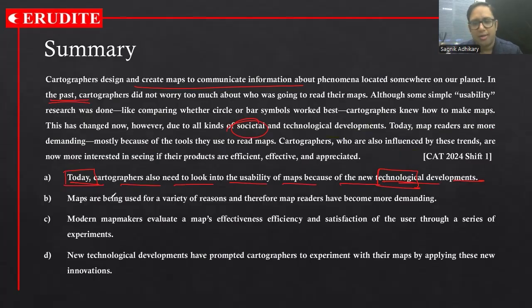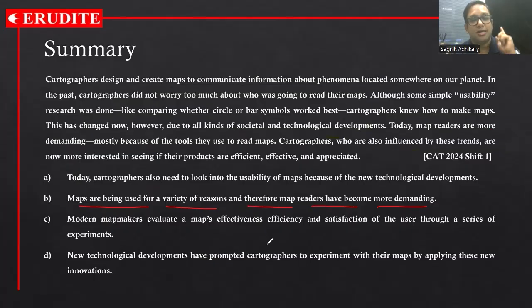Just a mention would do. That would still fix the problem. And a mention of societal and technological developments. So A may be the answer if we find nothing better. B says maps are being used for a variety of reasons and therefore map readers have become more demanding. Quite limited, further limited as compared to option A.